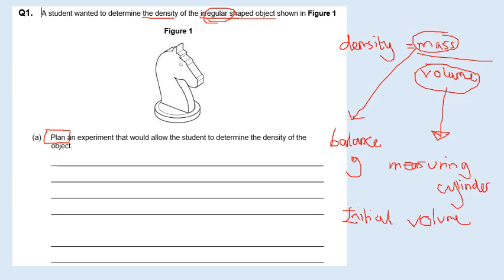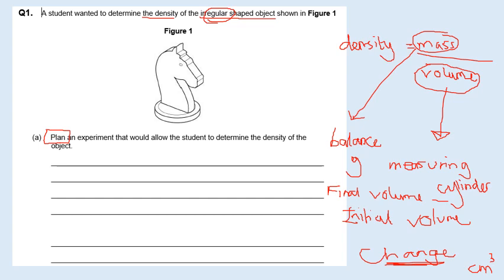Okay. And I'm going to actually write final volume up here, because once you measure the final volume, if you then take away the initial volume, that will get you the change in volume, and that will give you the volume of the actual object. Okay, so it's the change that you want, change in volume, which will tell you the volume of the irregular object, and the unit for that is normally centimeters cubed.